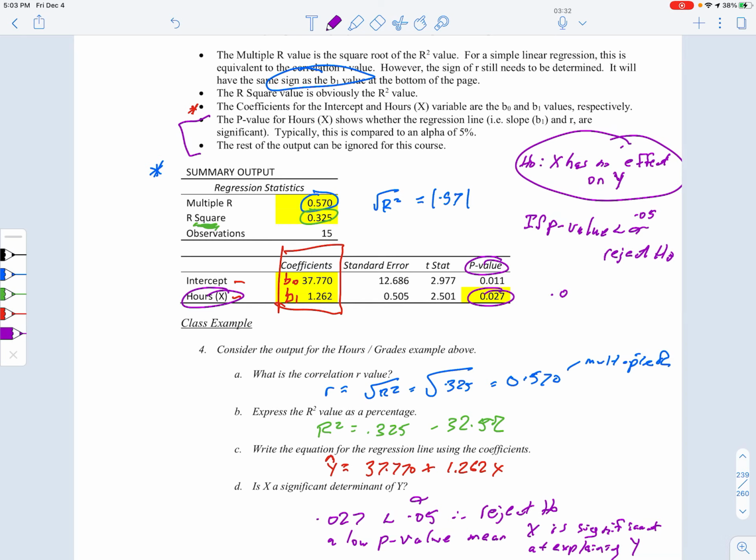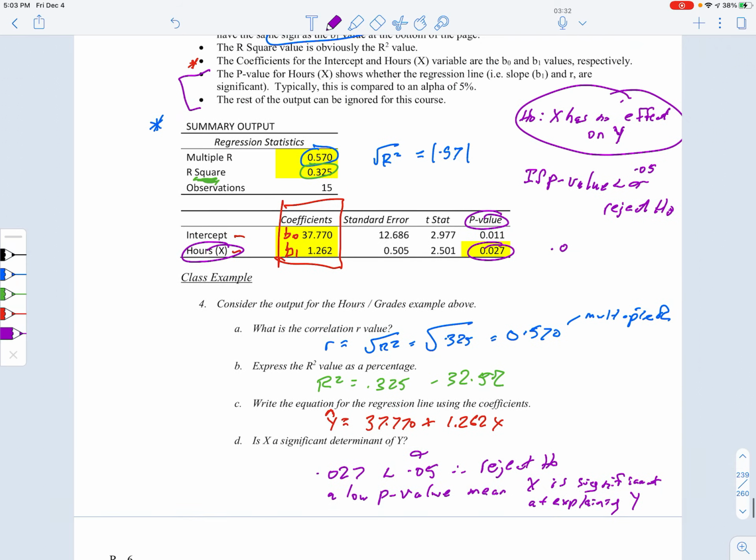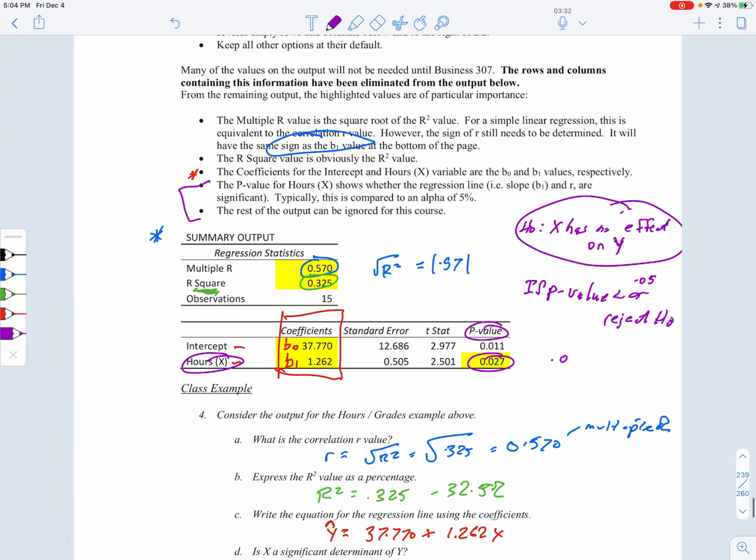So that actually brings us to the end of Unit R. There's a bunch of additional problems here on page R6 and for the next few pages with their answers, and I'd like you to work through those. And that brings us to the end of the course and the end of this unit.